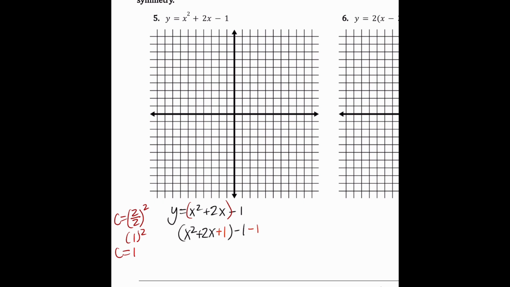Okay, and I'm going to think about, what did I have before I squared it? It was 1. So I have x plus 1 squared. Negative 1 minus 1 is going to give me negative 2. So now here's my vertex form.